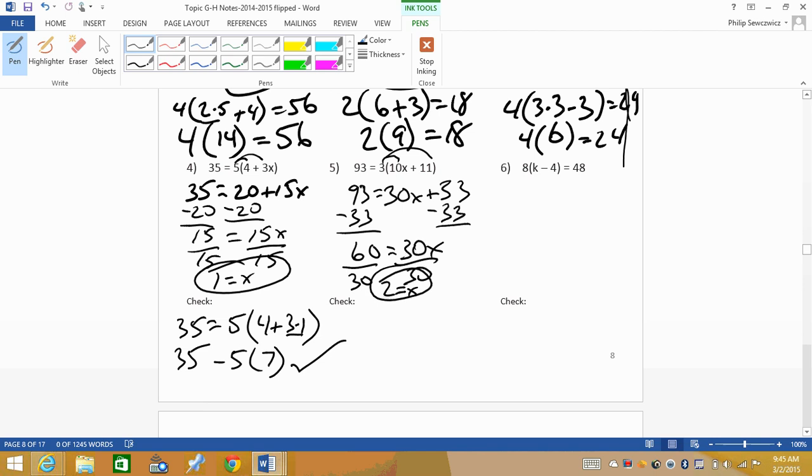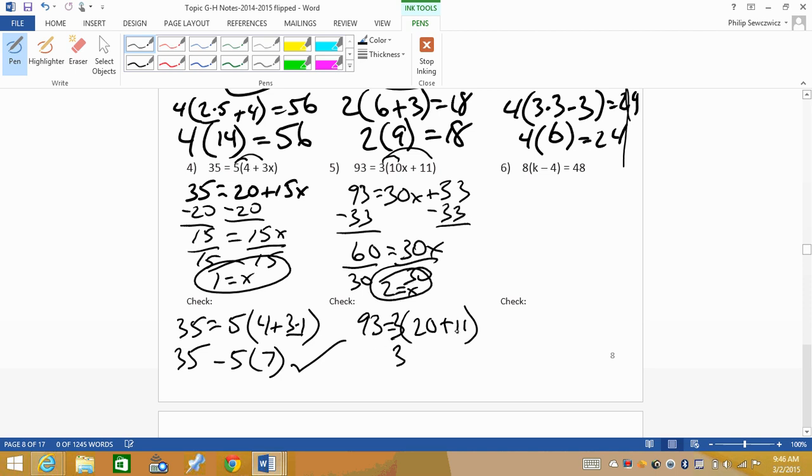Let's check and see if it worked. Is 93 equal to 3 times... oops, the 3 should be out there. And again, if you're at this stage of the game and you're like, well, wait, could I just do 10 times 2 and put my 20 there? Yeah, I'm fine with that. Like I said, the check step is there for your safety.